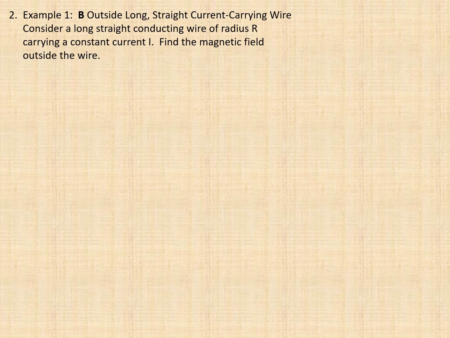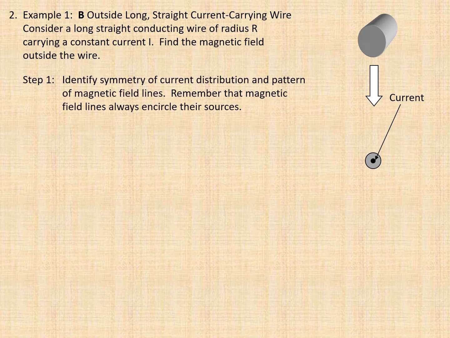This is the problem of finding the magnetic field outside of a long straight wire with circular cross-section of radius big R. So here we have a right circular cylindrical wire. Drawing it in 2 dimensions, we see it coming out of the plane, or at least here the current is coming out of the page towards us. So the first step is to identify the symmetry of the current distribution and pattern of magnetic field lines. Remember that magnetic field lines always encircle their sources.